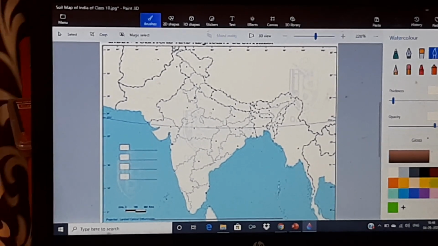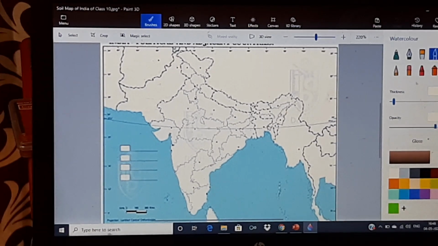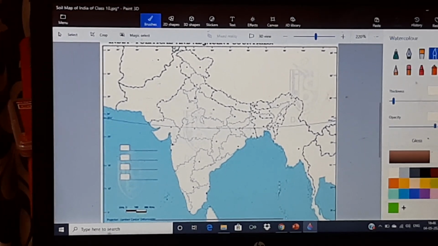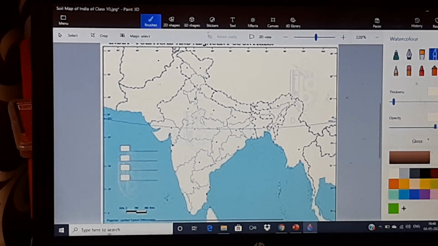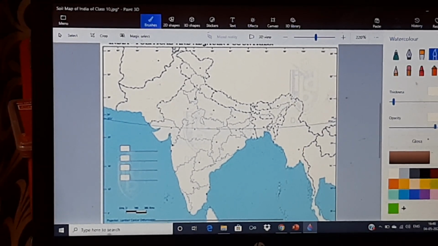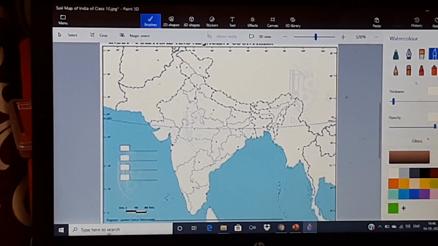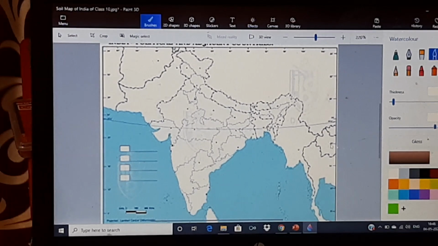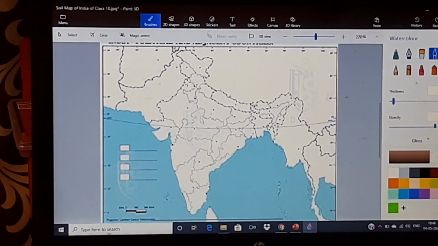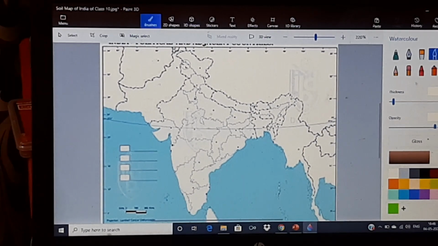Today, first I am going to start with the map pointing as per your syllabus. This is the plotting of the soil map and I am just showing it over here. According to that order, you also do the same work and paste it in your copy and submit your work. Now the first soil that I am going to plot. Hopefully you are aware about the 6 types of soil that are found in India.